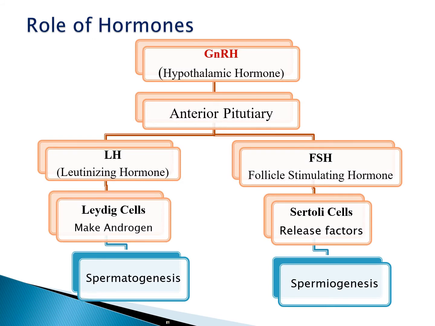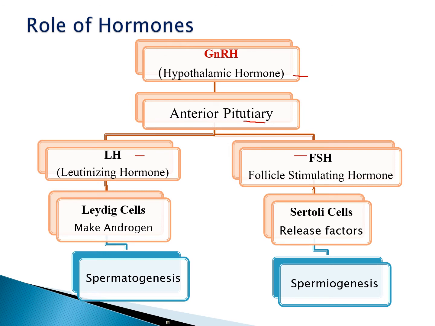Now, behind this whole process of spermatogenesis and spermiogenesis, certain hormones are responsible. It starts with the gonadotropin releasing hormone, which we all know is a hypothalamic hormone. These releasing hormones enter the anterior pituitary gland, and this gland releases two further hormones: one is LH and another is FSH.